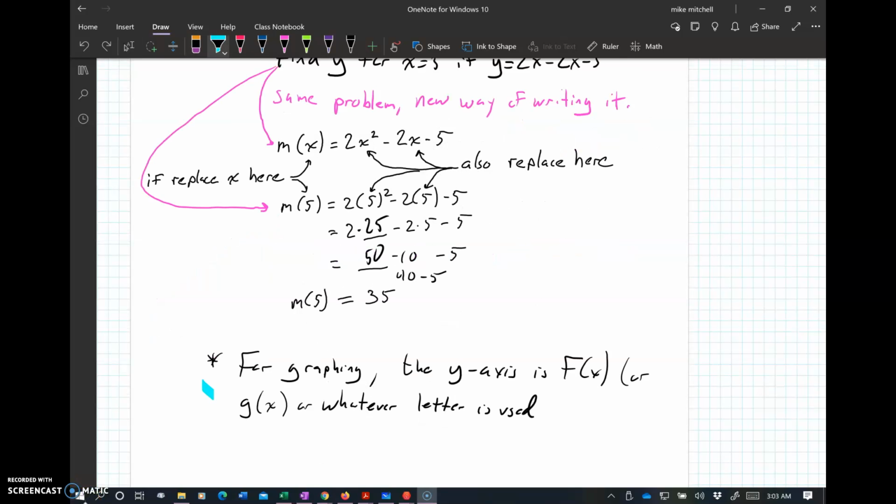And one little quick comment for graphing down here. The y-axis is f of x or g of x or whatever letter I've used. So whenever we're graphing these, since we don't have the y, whatever the result is, the f of x is going to go in there. In this case, the 35 would be our y-axis number. This would be the point (5, 35). So we're doing x, whatever f of x comes out to.